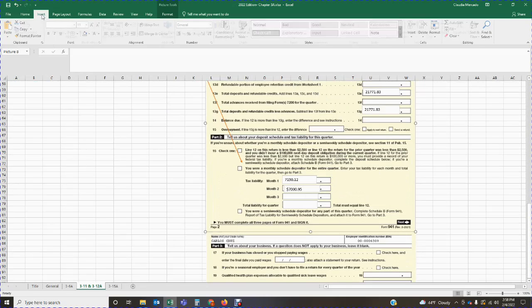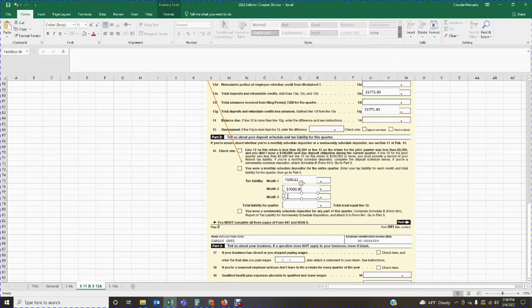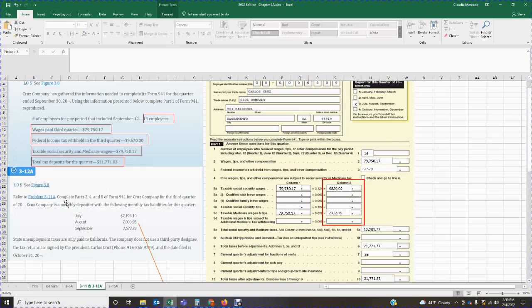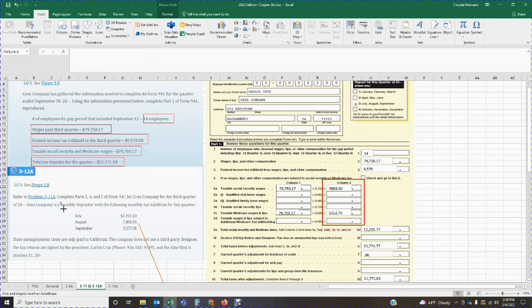Okay. Insert text box. So that would be 7,571.83. 7577. Okay. So it says if you were a monthly scheduled depositor, which is what the problem stated. The problem stated we were a monthly depositor. Okay, it's a monthly depositor.